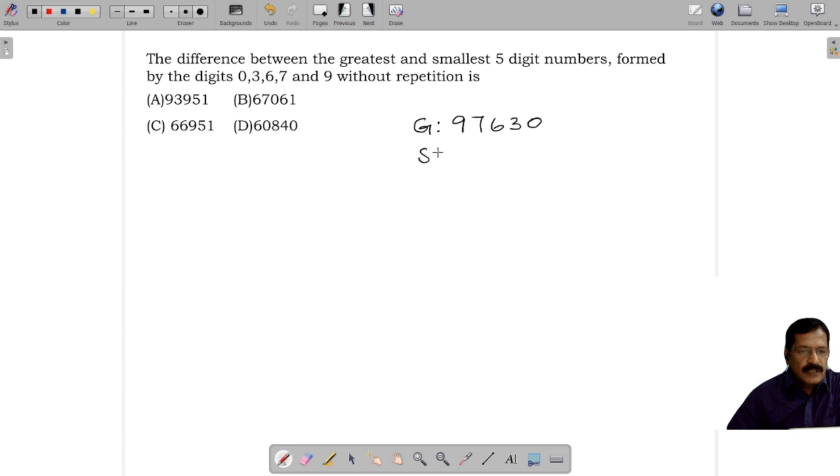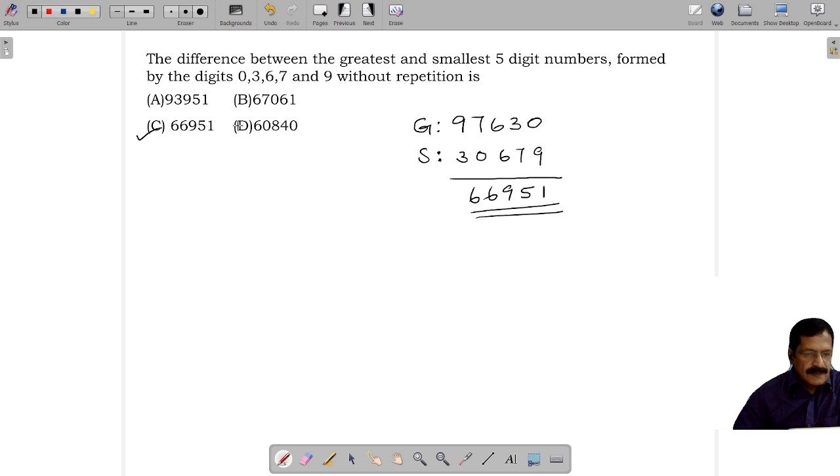Now, what about the smallest one? We cannot write 0 first, so 3, then 0, then 6, 7, 9. Let us take the difference. Here it is 1, here 5, here 9, here 6, and 6. So 66951. The correct option is C, 66951. Actually, it is a question asked in the previous year JNVST for class 6.